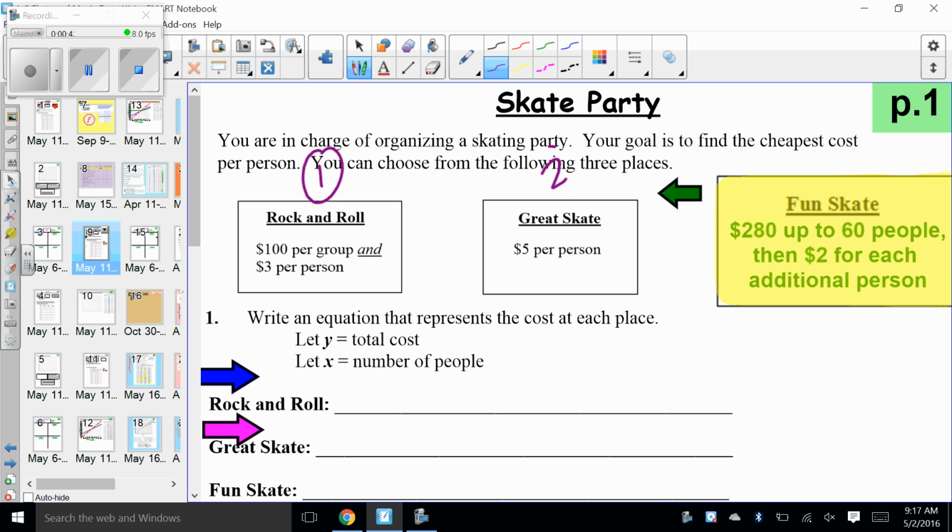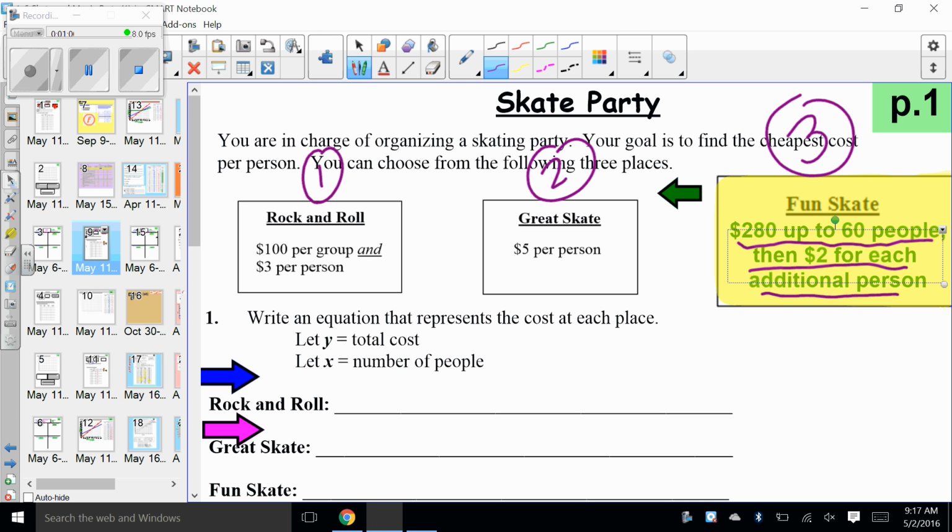Or there's option two, which is called Great Skate. That's just $5 per person, no upfront fee. And then option 3 is called Fun Skate. It's $280 for up to 60 people. But then it's $2 for each additional person after that. So once you get to person number 61, you're going to pay $2 for each additional person from that point on.